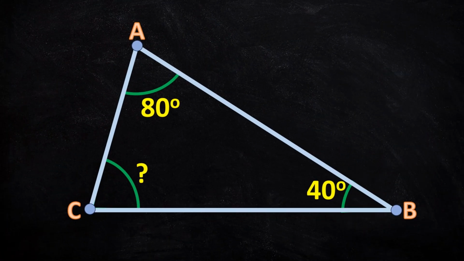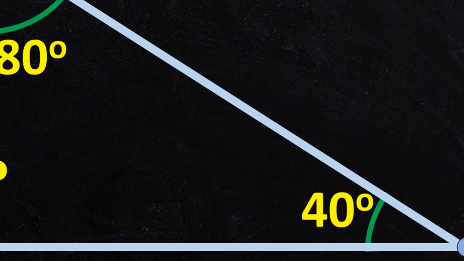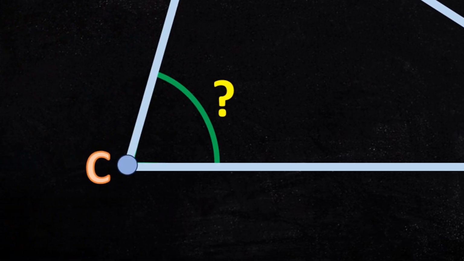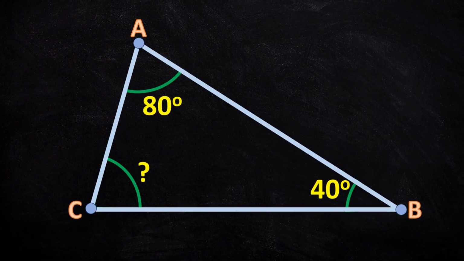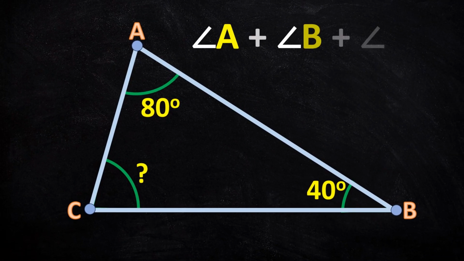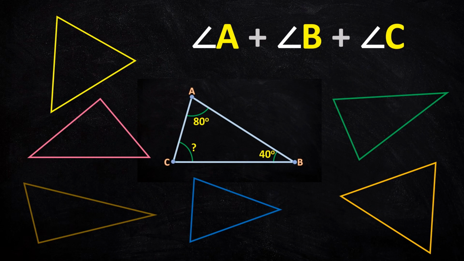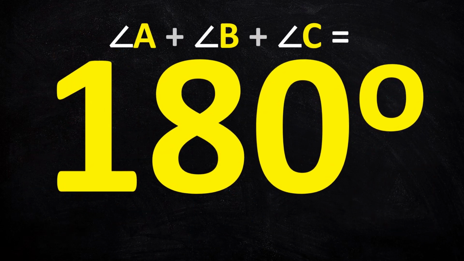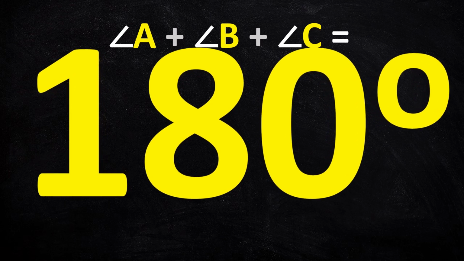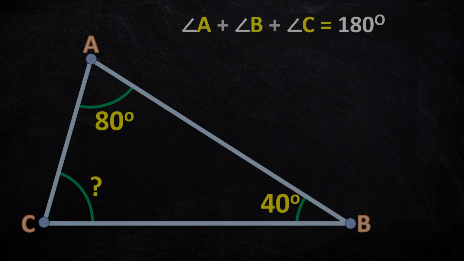This is a triangle, and these are the two interior angles we know. We want to find the third angle, and we can easily do that because we know that the interior angles of any triangle add up to 180 degrees. Now let's use this information to find the missing angle of this triangle.